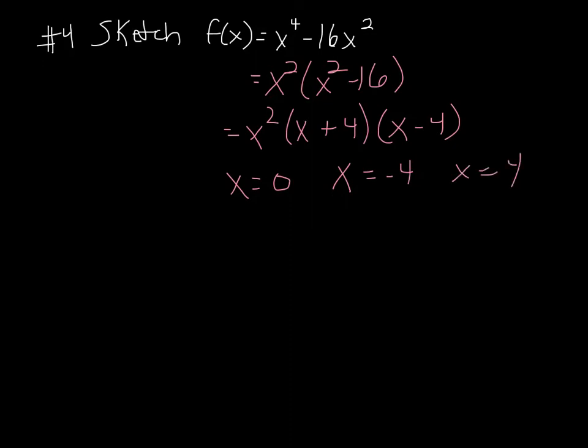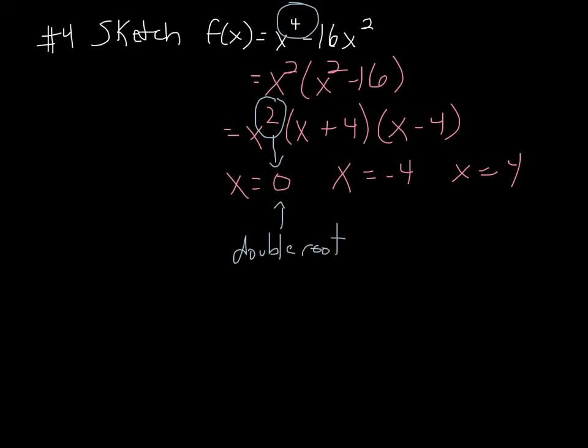Now wait a minute. This is a quartic function, which means we should get 4 answers. Why aren't we getting 4? Well, technically we are. See this squared right here? The 0 that we resulted from that was 0. Guess what? It is a double root.